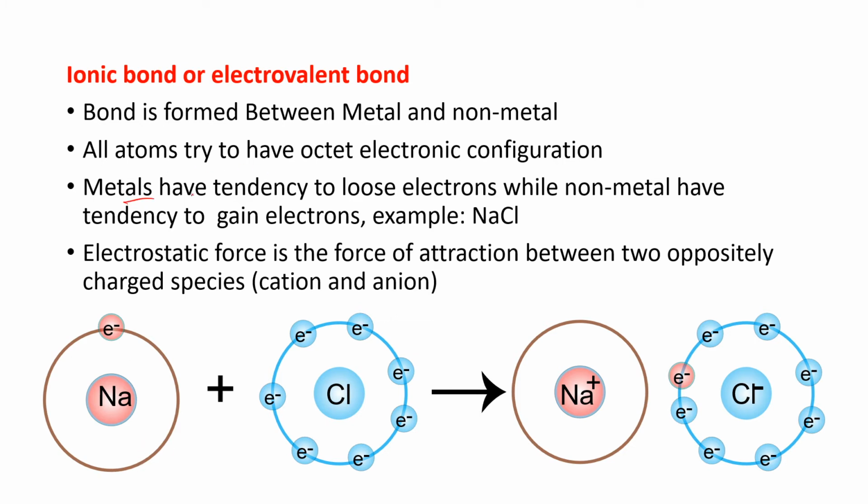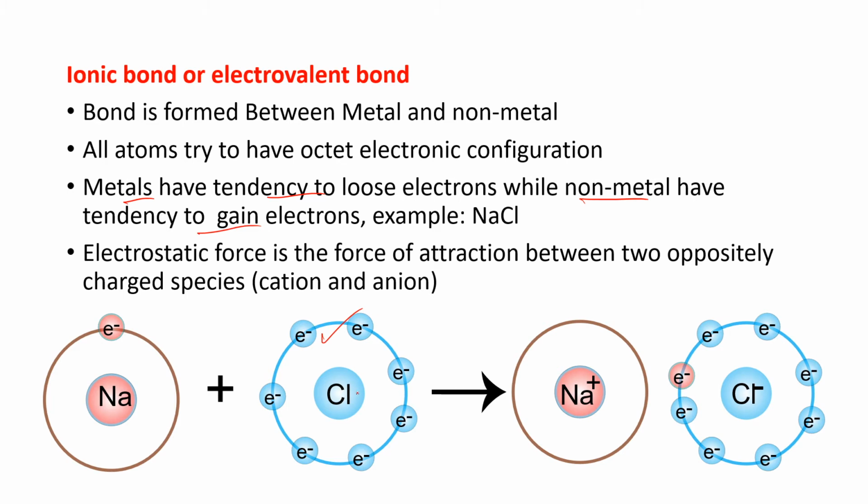So that is known as octet electronic configuration. So especially the metals have the tendency to lose the electrons. So most of the metals are going to lose the electrons to gain 8 electrons in the outermost shell or octet electronic configuration. While the non-metals have the tendency to gain electrons. Example, chlorine is going to have the tendency to accept an electron.